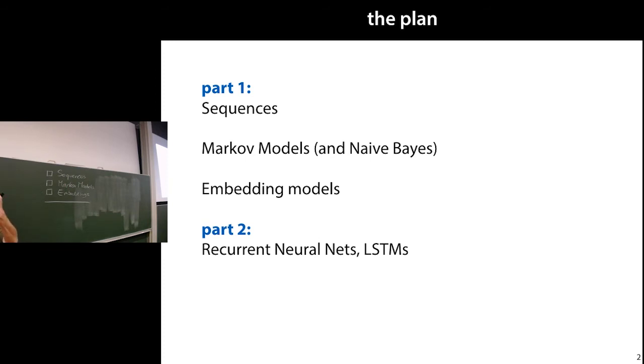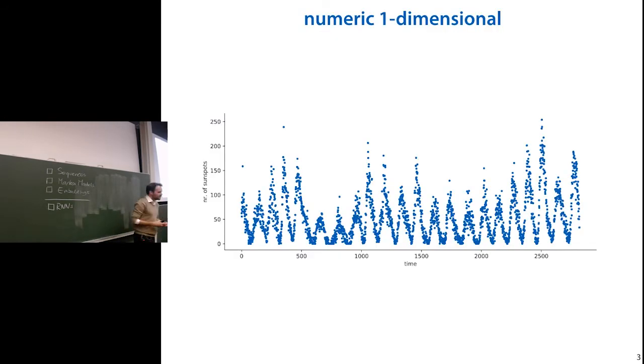And then the whole second part I have reserved for discussion of recurrent neural nets, specifically LSTMs, which are a type of recurrent neural net, which are probably the most popular and most successful way of dealing with sequential data that we have today. And this is one of those deep learning methods. So we're going to go back into deep learning. So let's get started. Sequences.